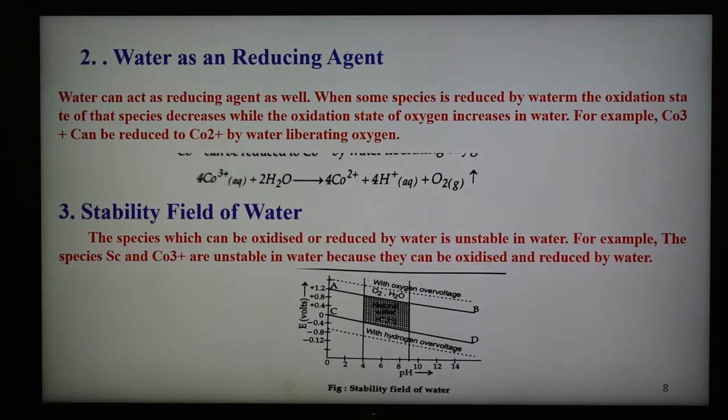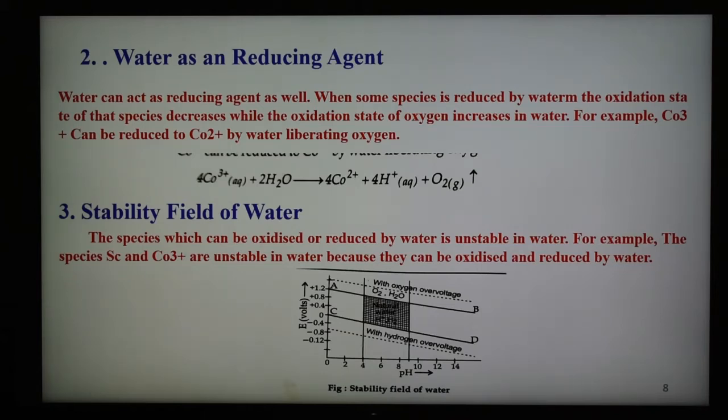The oxidation number decreases, which means reduction takes place. So water is a reducing agent, and cobalt 3+ is reduced to cobalt 2+. The standard reduction potentials of cobalt 3+ and of the oxygen and H+ couple are 1.82 volt and 1.23 volt. Hence the EMF of the cell is E0 equal to 1.82 minus 1.23, which comes out to be 0.59 volt. Since the value is positive, the reaction is spontaneous. So the reduction of cobalt 3+ takes place in water, and we can say that cobalt 3+ cannot be used as an oxidizing agent in aqueous solution.